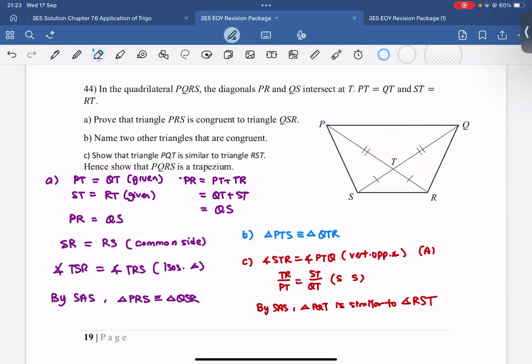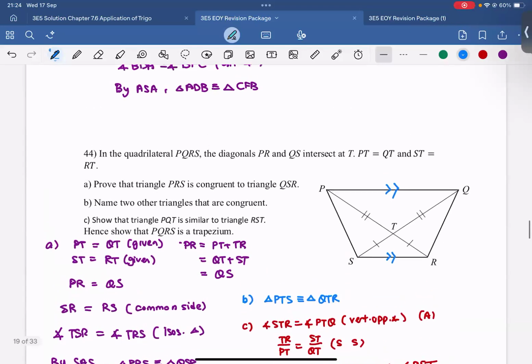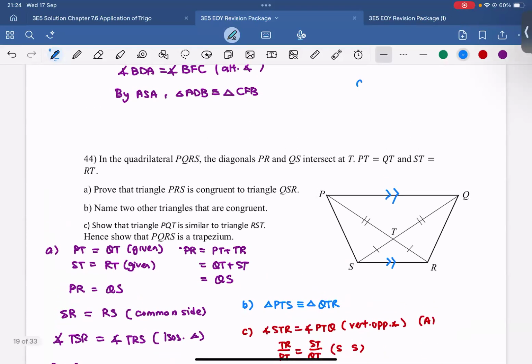Hence show that PQRS is a trapezium. So how do you show that it's a trapezium? What is the criteria for it to be a trapezium? PQ must be parallel to SR. So how can you tell me that this is parallel? The triangle. What triangle? PTQ and STR. No, not that.